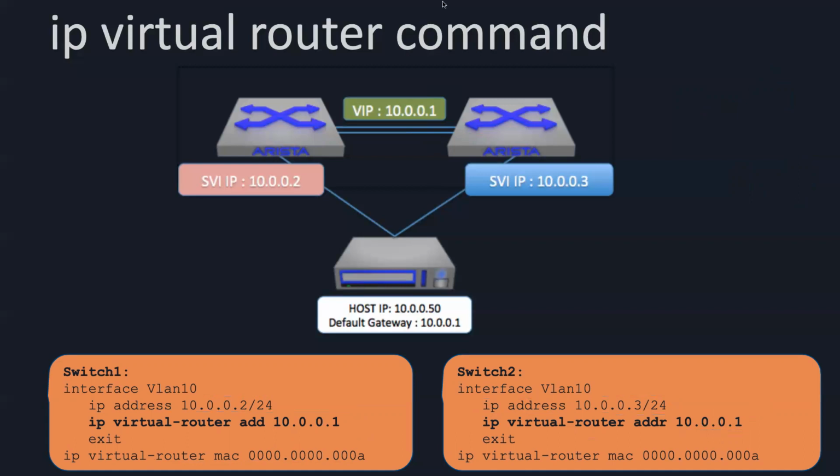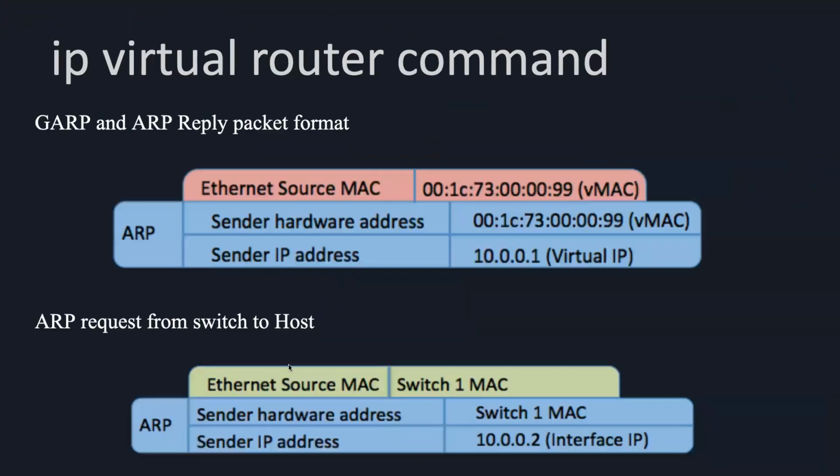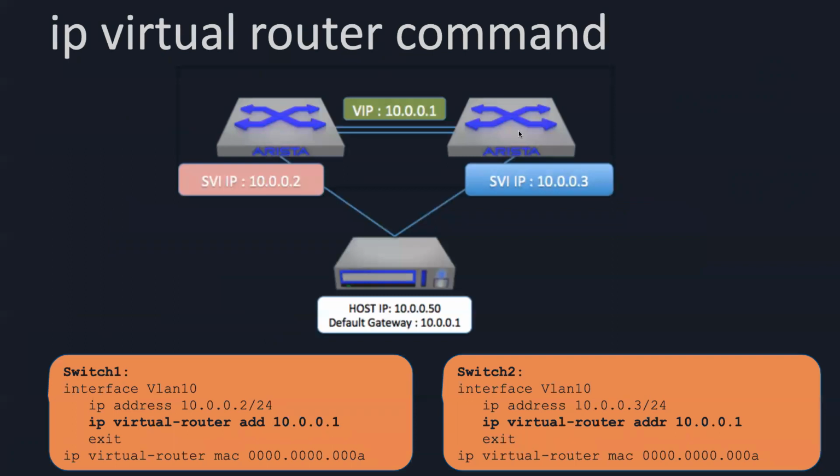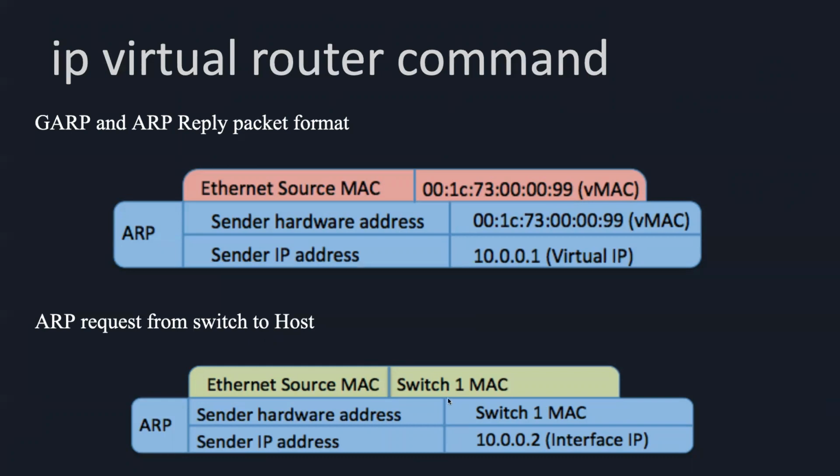Okay. Now moving to the next topic: what if we want to send out an ARP? Basically, what is the format of an ARP request and reply, right? So ARP request and GARP or ARP reply. Let's check that out. First, the ARP request from switch to host. Let's say this switch wants to understand the MAC address of this particular host. It has to send out an ARP request. What format should it use?